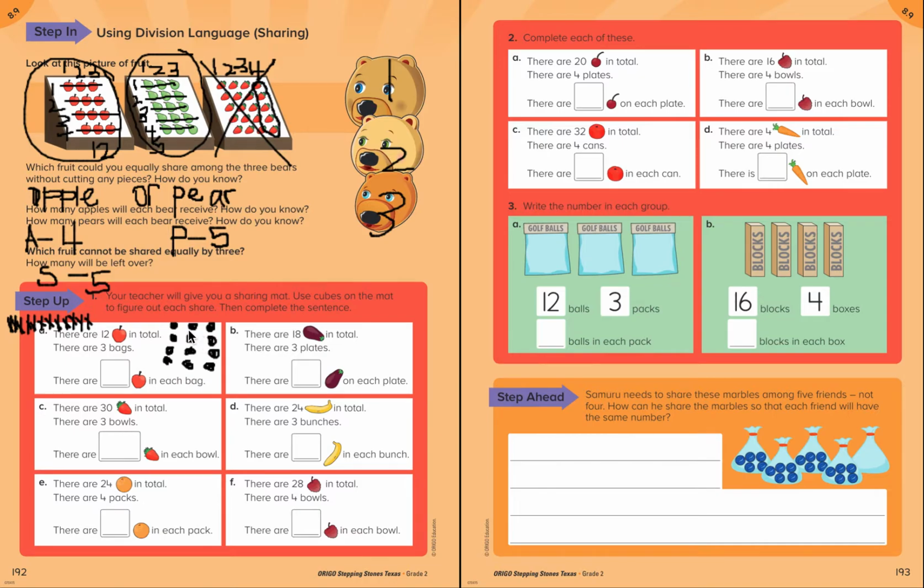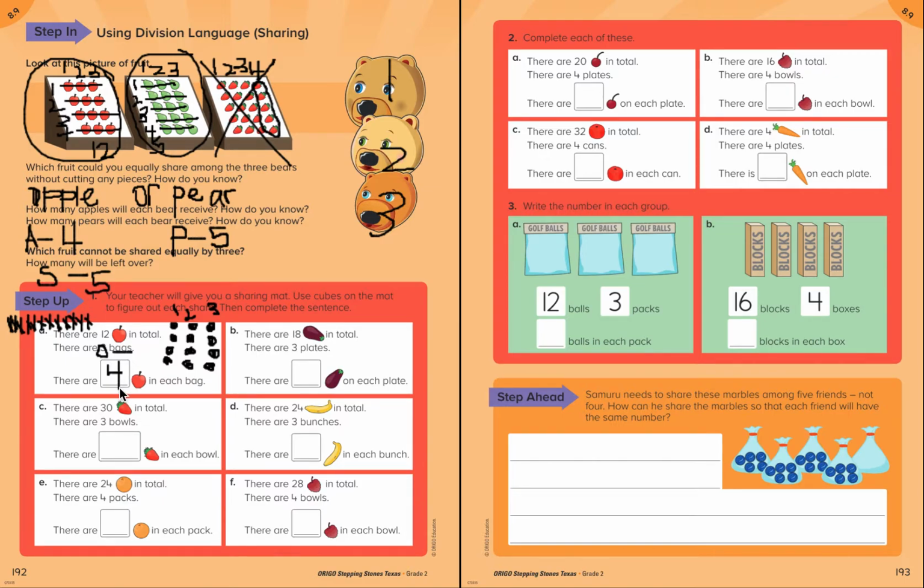Let's go back and count. 1, 2, 3, 4, 5, 6, 7, 8, 9, 10, 11, 12. I did have 12. So now I know I have 1, 2, 3 rows, or sorry, 3 columns for my 3 bags that I wanted to find. Now I have to figure out how many are in each of my bags. So let's count. 1, 2, 3, 4. So now I know I have 4 apples in each bag.